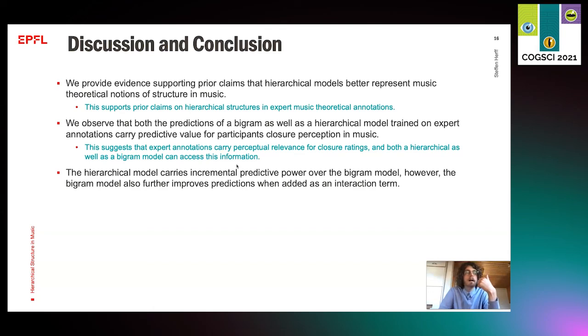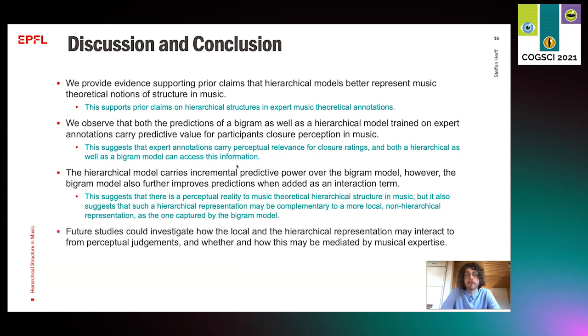Indeed, A, expert annotations do carry hierarchical information, and B, this hierarchical information does contain information that is of perceptual relevance, which cannot be explained by a bigram model. However, the bigram model also further improves predictions when added as an interaction term. Now, this is quite interesting because it means that in the current state, the perception of listeners is not best explained by either a bigram model or a hierarchical model, but rather by a hierarchical model plus an interaction between the hierarchical and the bigram model, which means that both the hierarchical and the bigram model have access to information that the other one does not capture just as well.